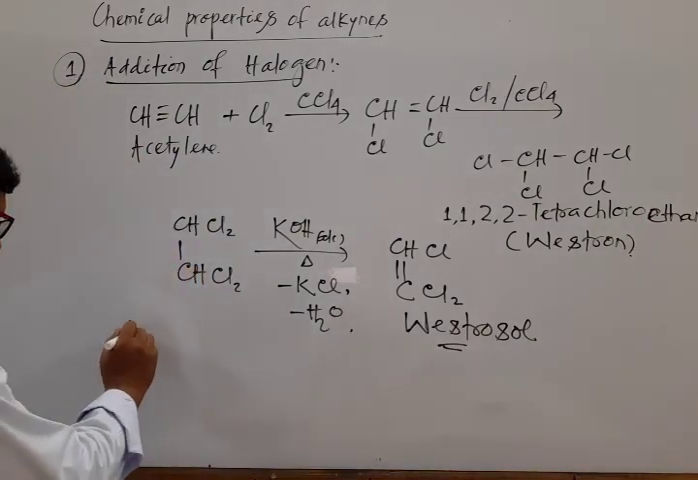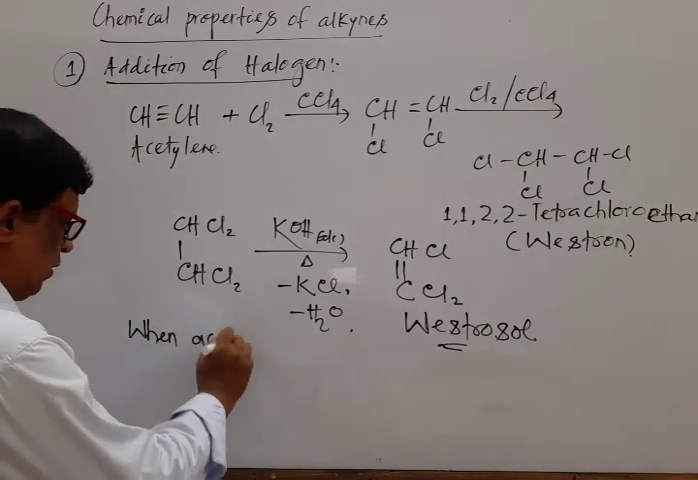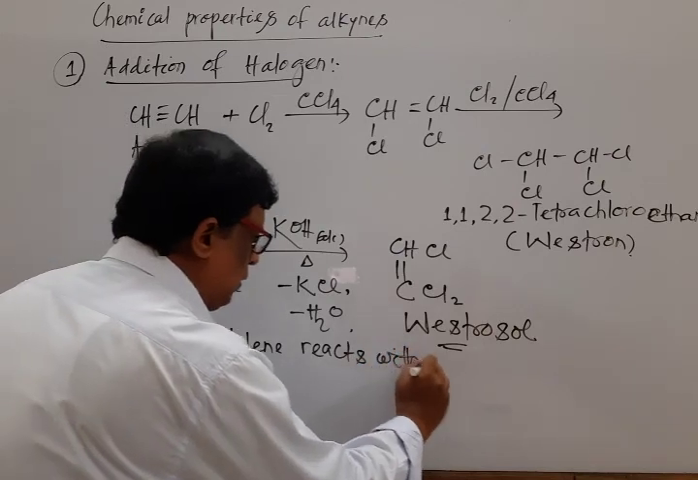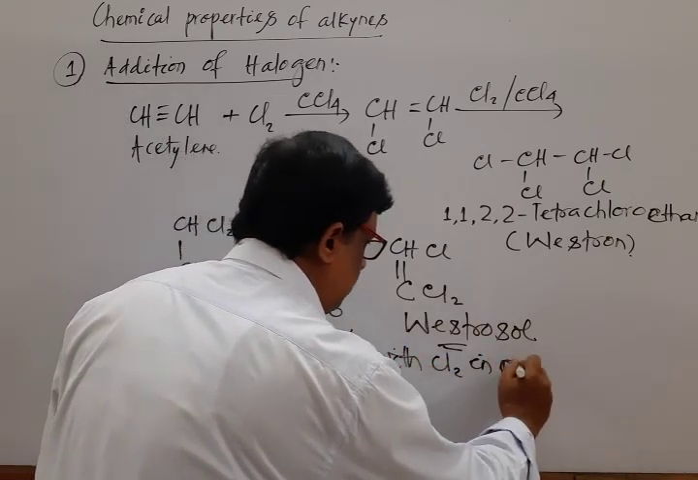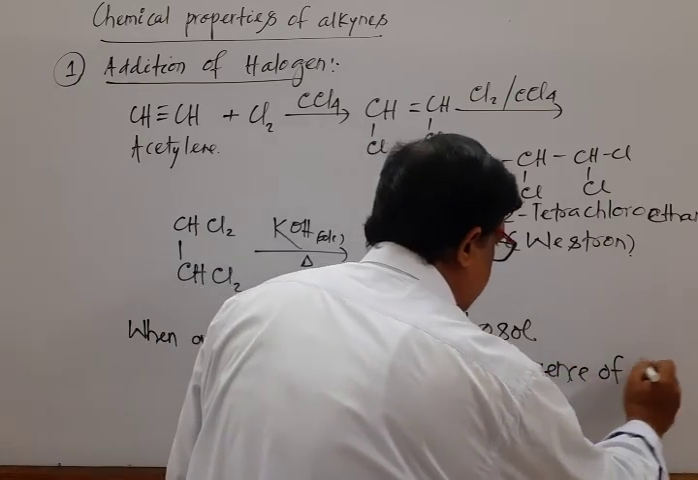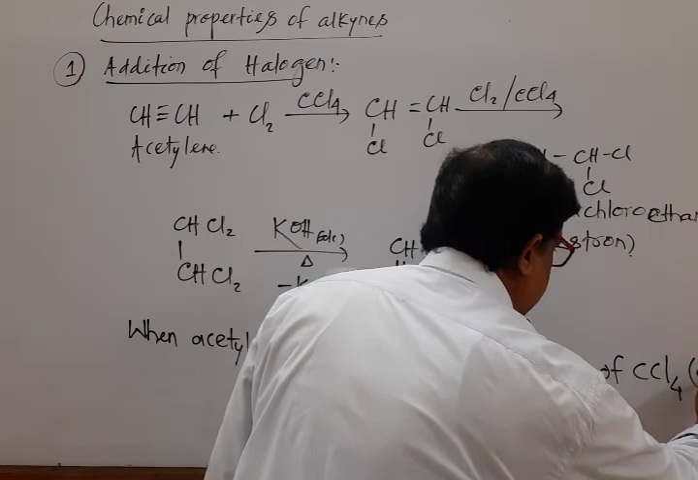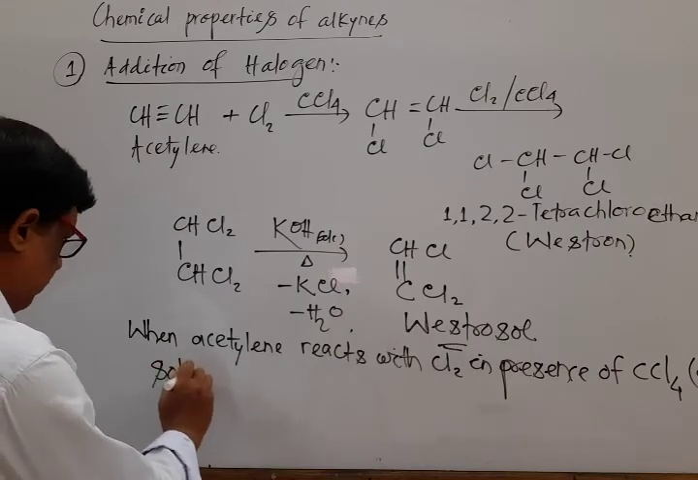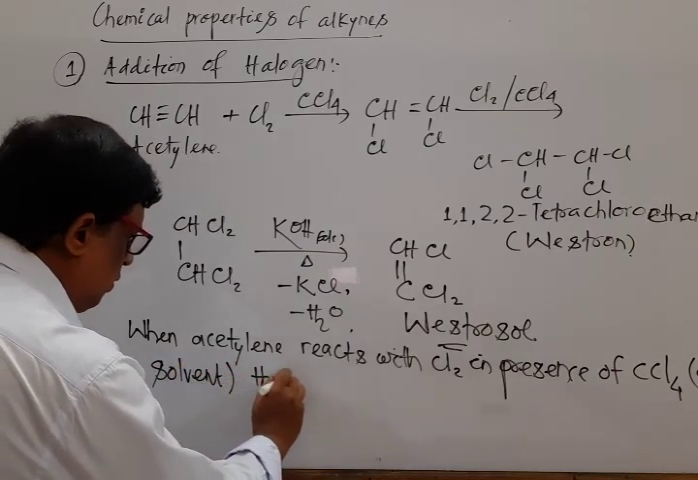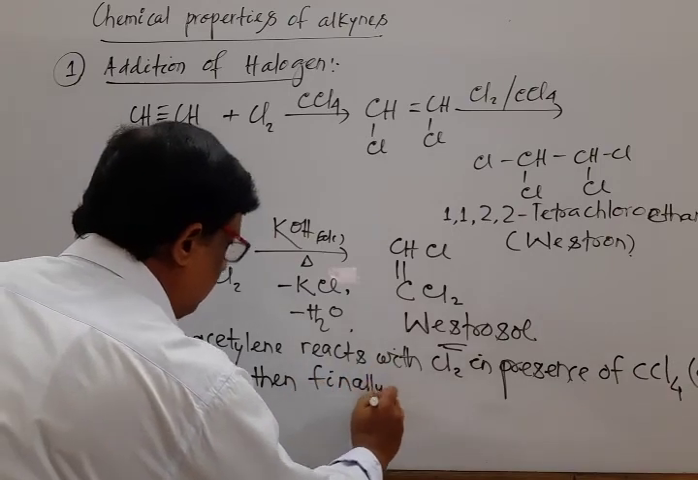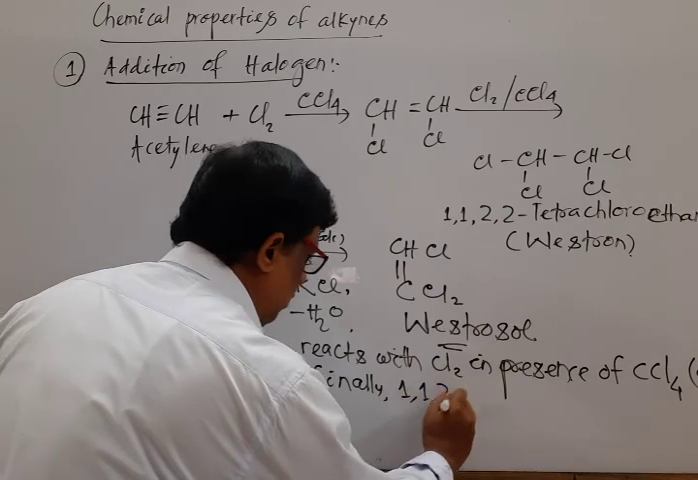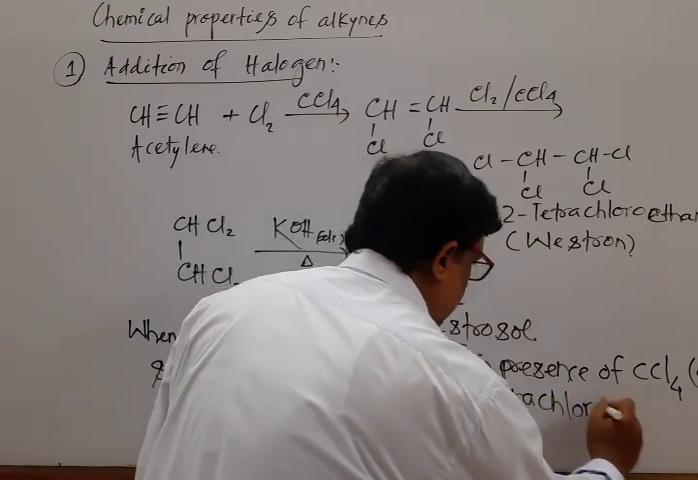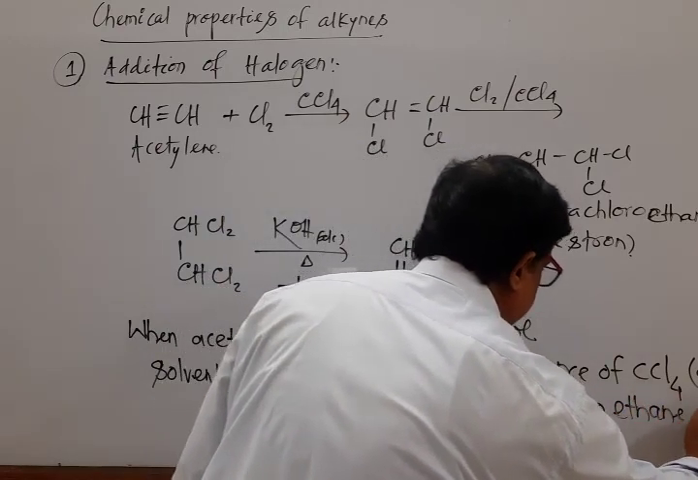What is the statement? When acetylene reacts with chlorine in presence of CCl4, as CCl4 is used as solvent, then finally 1,1,2,2-tetrachloroethane is formed.